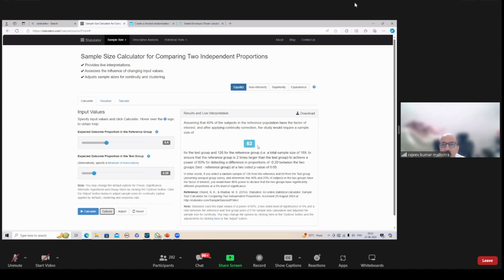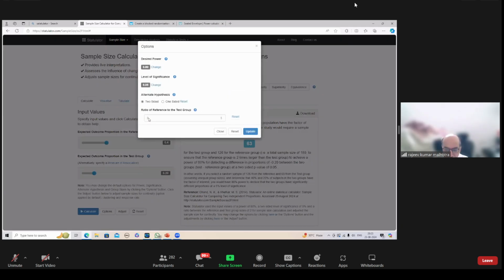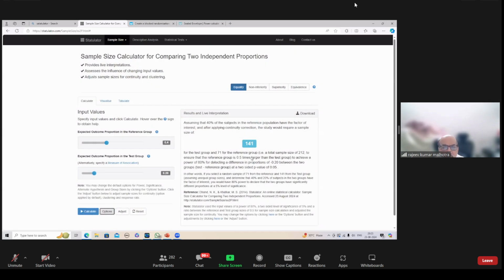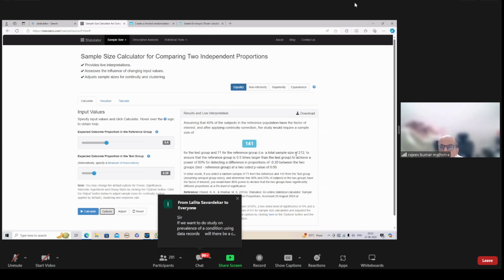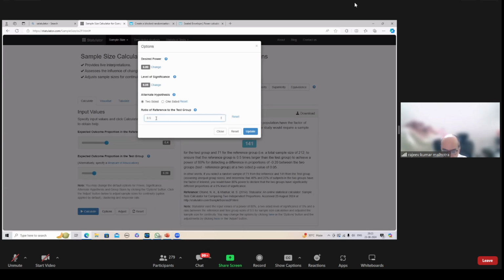So in that case, you have a 1:2 ratio. Or if you change it to 0.5, in that case, it is the reverse of that. It changes to 71, and the total sample size is 172. So the value changes depending on what ratio you are giving. I am keeping one for now.